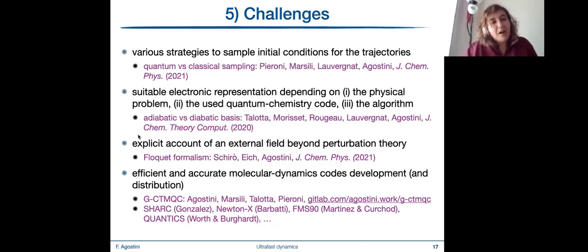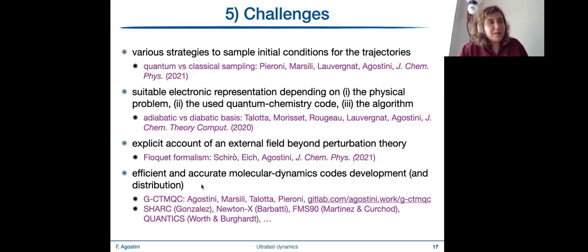And this could be related to what Francesco was asking before: an explicit treatment of an external potential in the time-dependent Schrödinger equation, which I haven't talked about explicitly. But what we have worked on recently is extending the exact factorization approach to treat in the Hamiltonian the effect of a periodic perturbation, a periodic drive. We have done this by combining the exact factorization with the Floquet formalism.